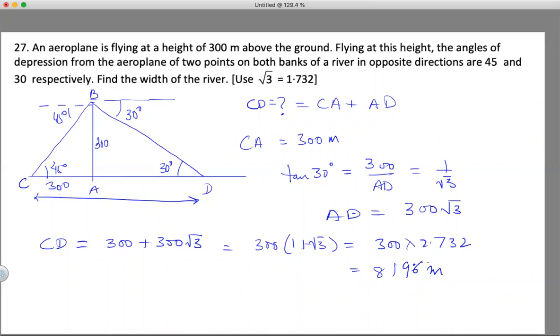So it's a particularly wide river. Very, very wide river. Understood?